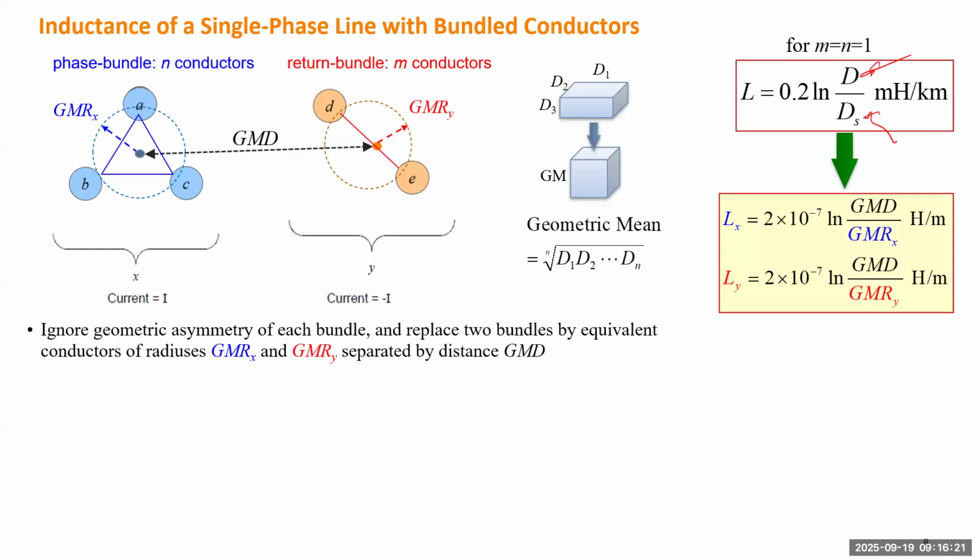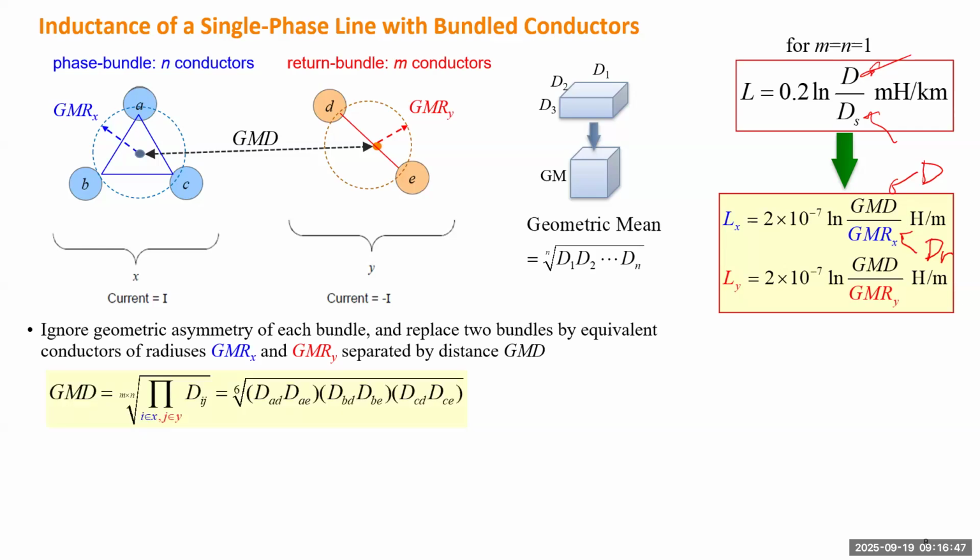Okay, so assume that the final generalized formula is this one. So we already replaced the D with GMD and R with GMR for each bundle. We call them GMR X and GMR Y because the two bundles have a different number of conductors or different shape, so we're not sure they have the same average or mean radius. So how do we calculate the GMD or GMR?